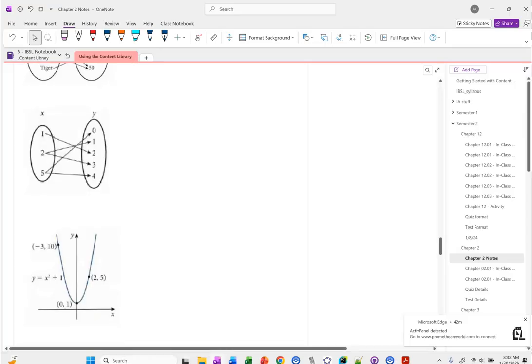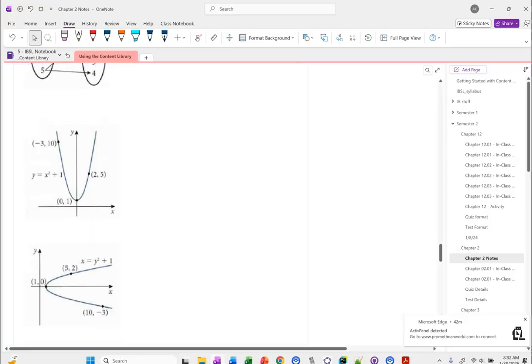How about this one? Is this a function? No, why not? 2 and 5 go to more than one place, right? Uh-oh. What if my relation is drawn as a graph? Is that a function? How do you know? I love that. Mia says it passes the vertical line test, right? What is the vertical line test checking for?